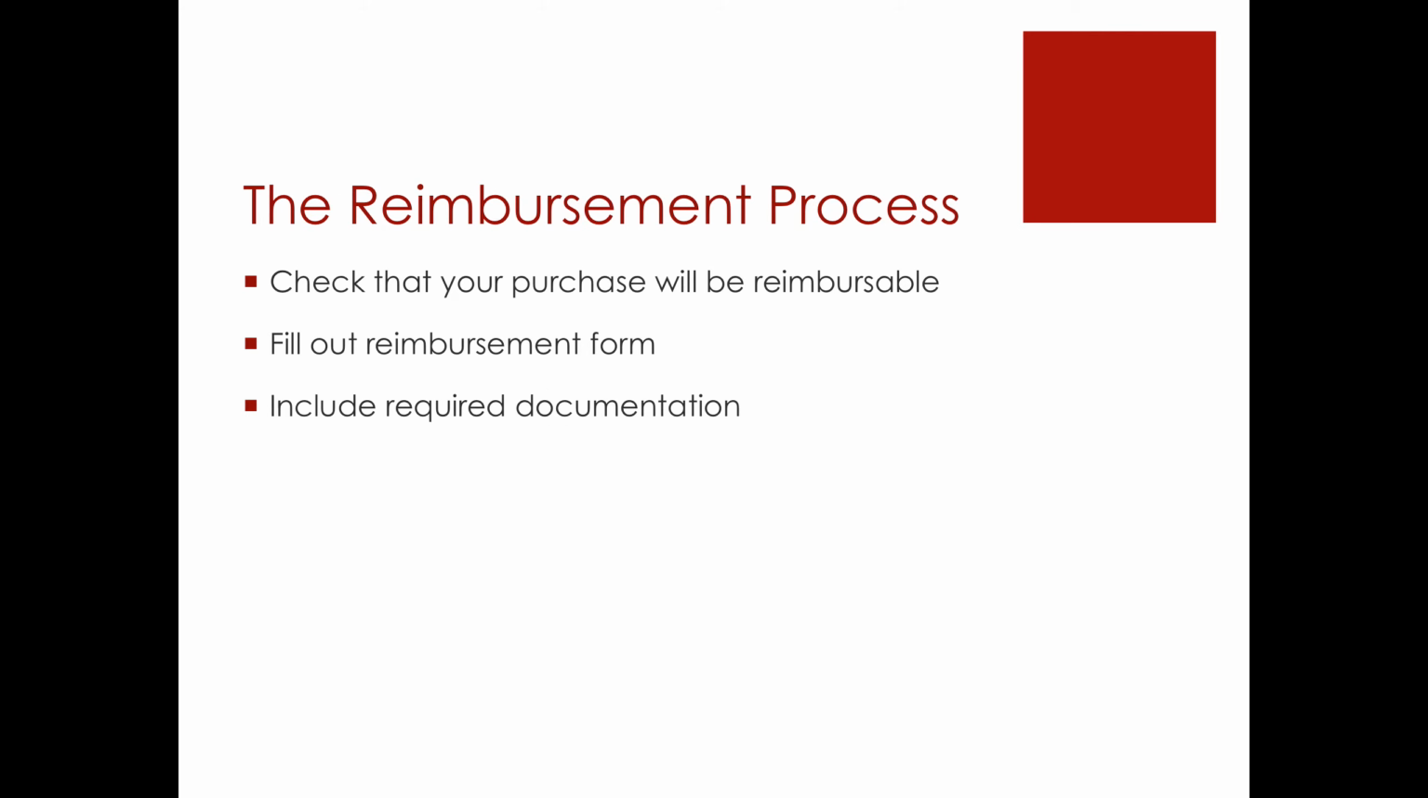Next, let's talk about the reimbursement process. This is one of the most commonly used processes for accessing your funding. There are a few steps to ensuring that things go smoothly. First, check that your purchase will be reimbursable. After that, fill out the reimbursement form via Blueprint and include the required documentation.